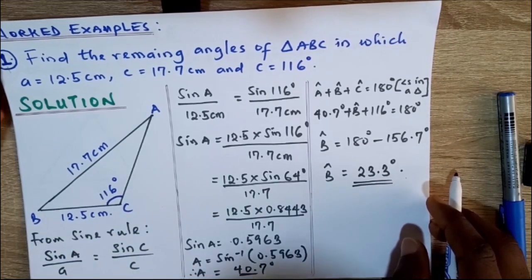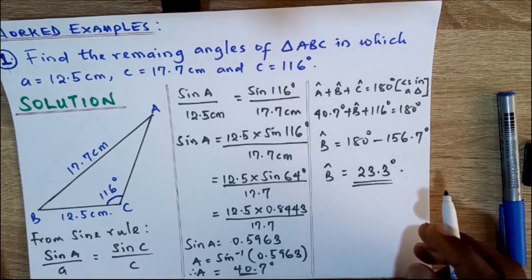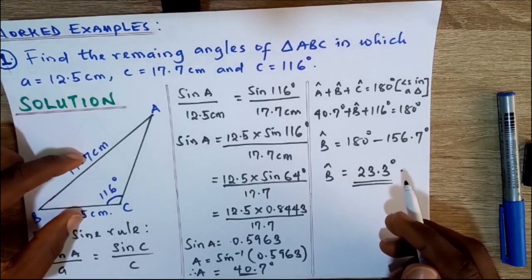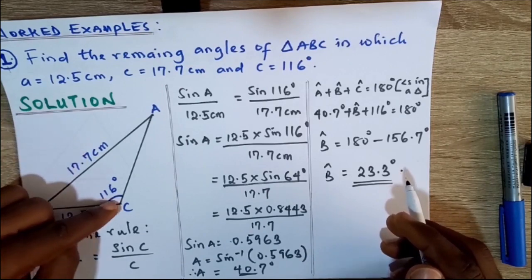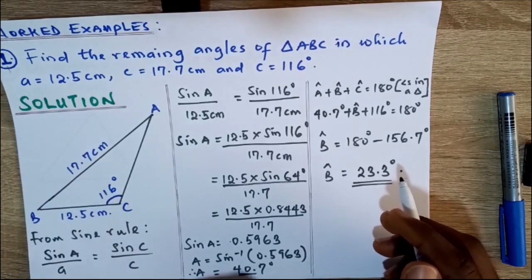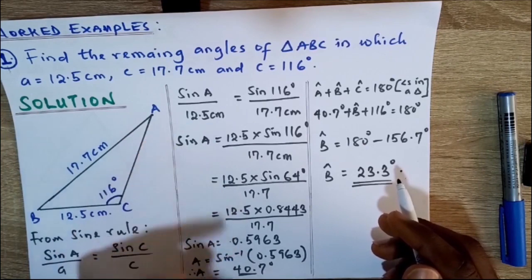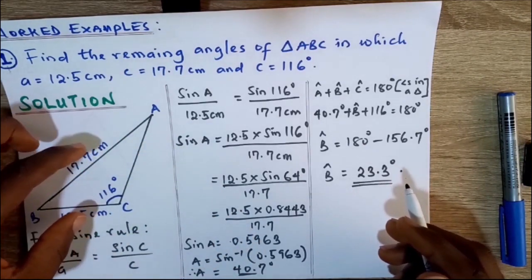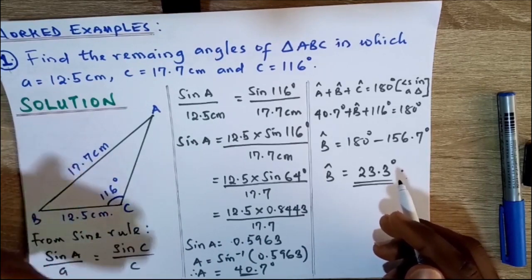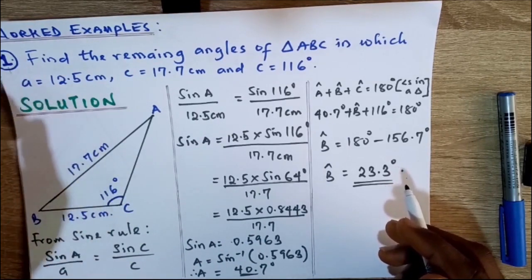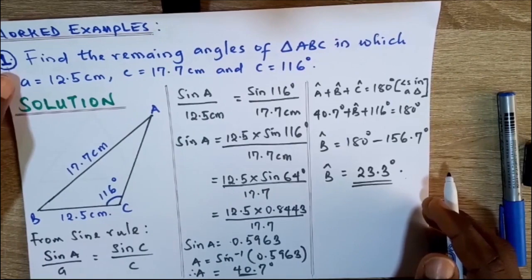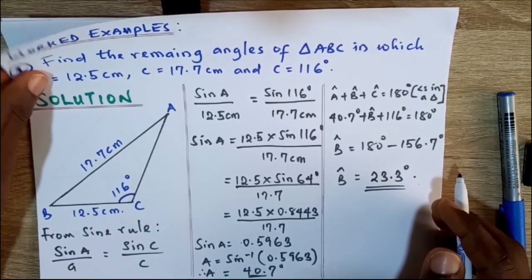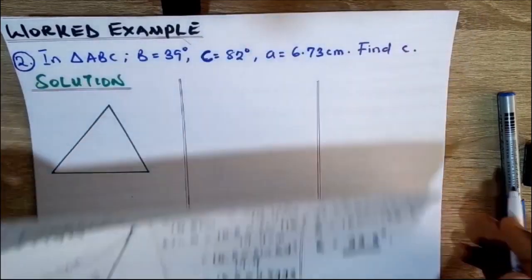Now remember, I said for the sine rule, we either have two sides of the triangle given and one angle, or two angles given and the side facing the angle. So let's look at another example on the sine rule.